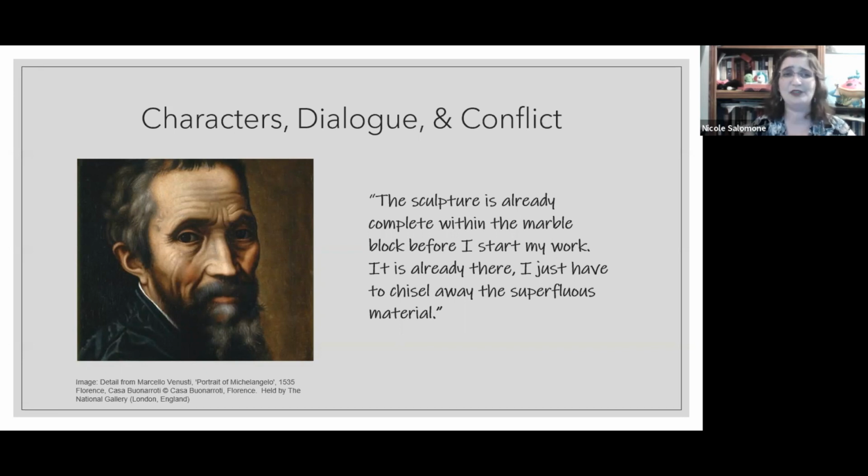To me, characters are a funny thing. Even though they originate and evolve into being in our minds, they often take on a life of their own. Many times the characters will start talking to me, at least. And I feel that it's my responsibility to get to know them like a new friend. The artist Michelangelo once said, "The sculpture is already complete within the marble block before I start my work. It's already there. I just have to chisel away the superfluous material." This is the way I feel about writing.